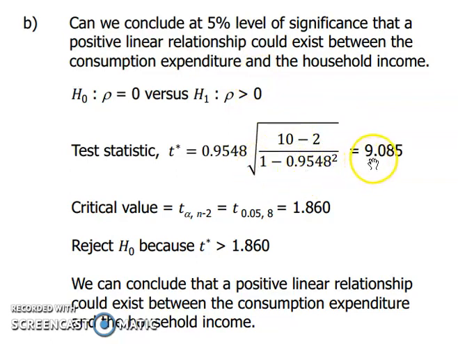So we have here 9.085, and then we need to compare with the critical value. The critical value here is going to be t alpha, n minus 2. Here n is 10, so n minus 2 is going to be 8. Since it is a one-tailed test, we straight away use alpha 0.05. So from the t table we have 1.86. This test statistic is larger than the critical value, so therefore we reject H0. When we reject H0, we are saying that statistically there exists a positive linear relationship between consumption expenditure and household income.